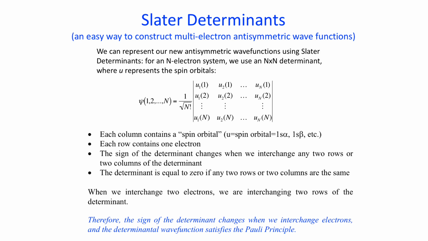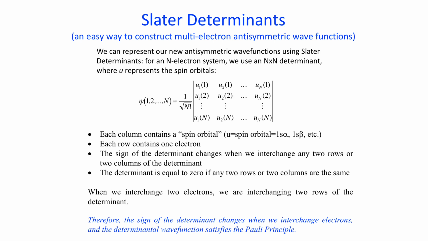That just tells us that upon the interchange of any two rows or columns, the function has to change sign. Easy enough to do when we're just dealing with one or two electrons, but once we start getting into more electrons in our systems, it becomes really cumbersome to try to put those together. So that's where Slater determinants come into play.